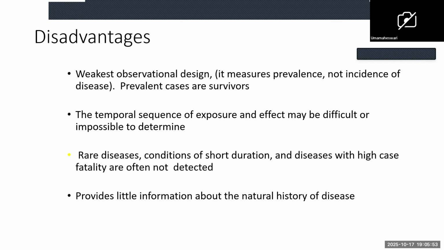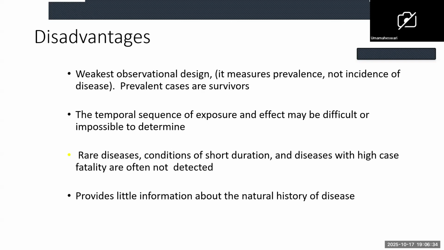Did he get lung cancer because he smoked, or did he smoke because he had lung cancer? This temporal association is very difficult to find out. And rare diseases will be difficult to get in your survey. Conditions of short duration will recover, so they may not be included in the study. And diseases with a high case fatality rate also will not be part of it because they die earlier. So these are the drawbacks. Rare diseases, shorter duration diseases, and diseases with high case fatality are difficult to detect by your cross-sectional study.